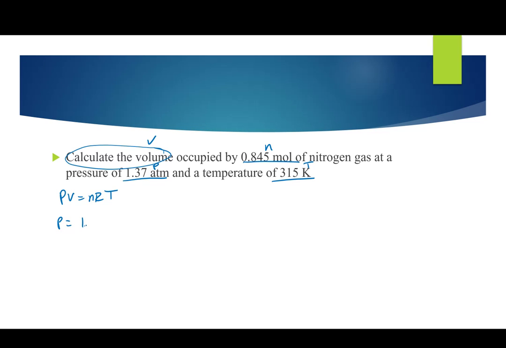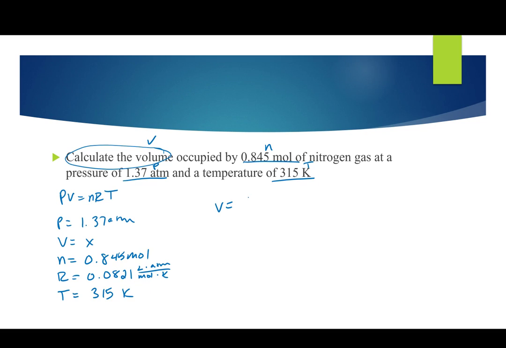So my P is 1.37 atmospheres. My volume is my unknown. My moles is 0.845. R is the ideal gas constant. So it's a constant, it's always 0.0821 liters times atmospheres over moles times Kelvin. And then temperature is 315 Kelvin. Rearranging to solve for V, we get V is nRT over P.